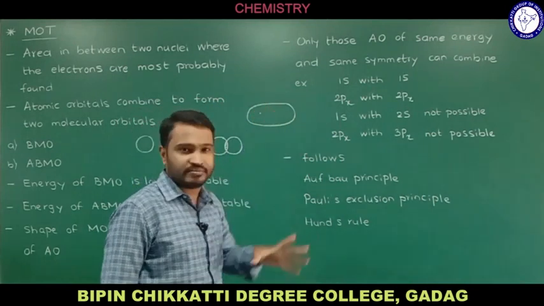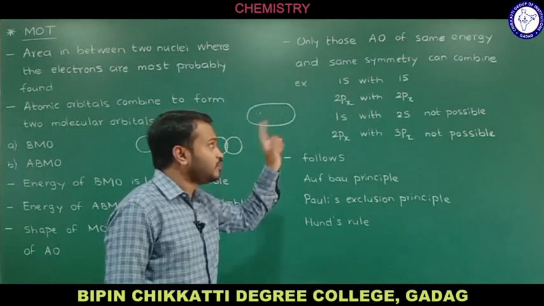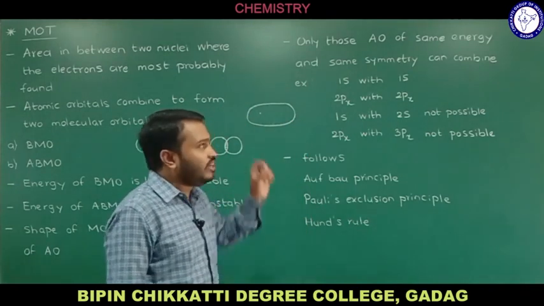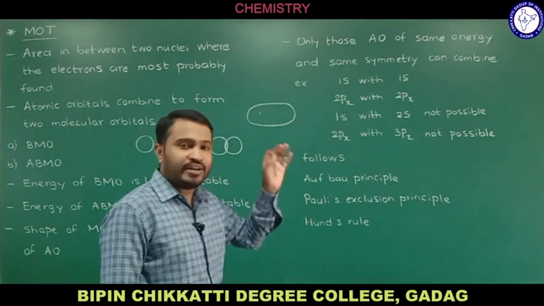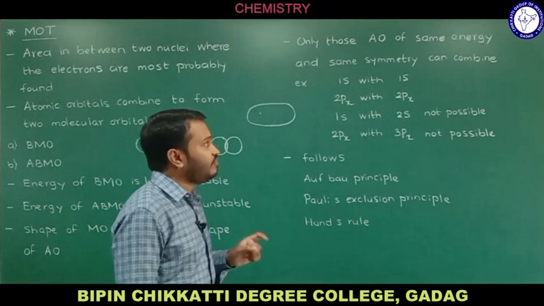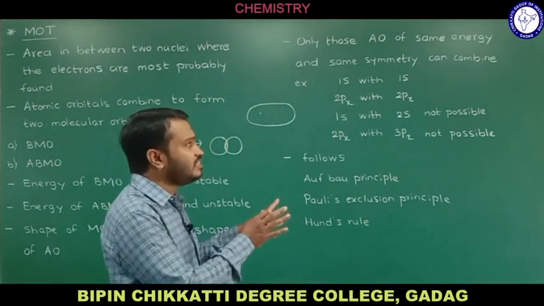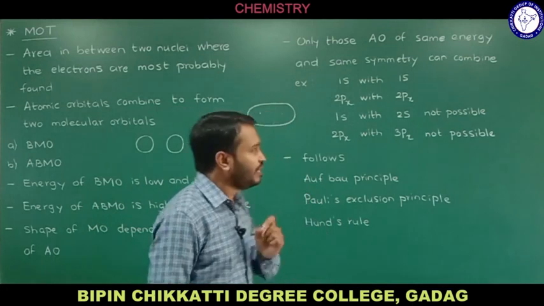Same symmetry. The direction of the lobes can be used for explaining the concept of symmetry, that is, in which direction the lobes of the P atomic orbital, or S, or D we have, and based on that we can say the symmetry of that. If the symmetry is the same and the energy is the same, then only there will be a formation of molecular orbital. We will see one particular example for that.